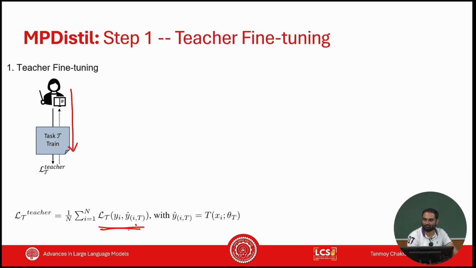Now it can be a LoRA fine-tuning, a simple LoRA fine-tuning, or only one layer fine-tuning. Whatever data sets you have, you should fine-tune your teacher model with respect to the task-specific data set first. So this is teacher fine-tuning. After this stage, the teacher knows about the task.